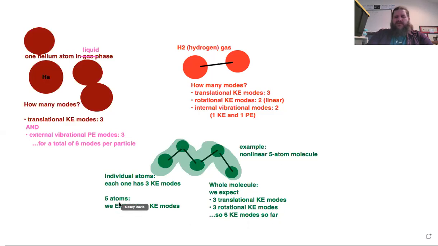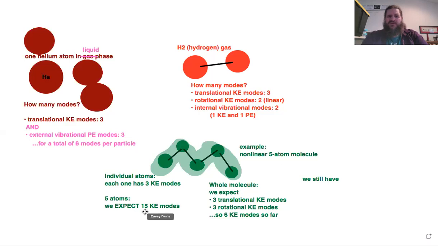But based on the individual atoms, we should expect 15 kinetic energy modes. So we expect 15 kinetic energy modes based on the 5 atoms. We've counted 6 so far. How many are left over that are unaccounted for? A lot more than 4, because, yeah, it should be 9, because we were expecting 15 to start with. Right, we've already counted 6. So there are 9 leftover modes we haven't found yet.